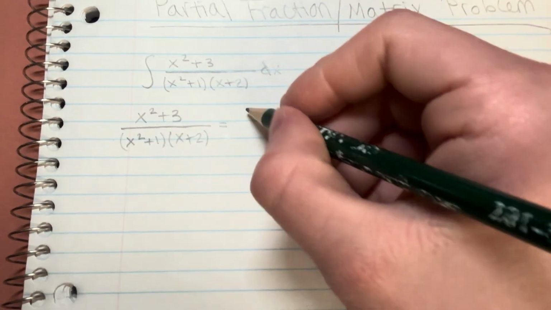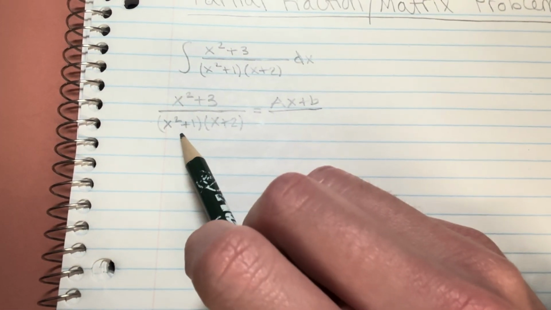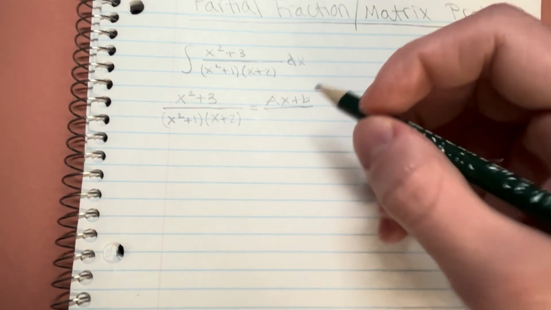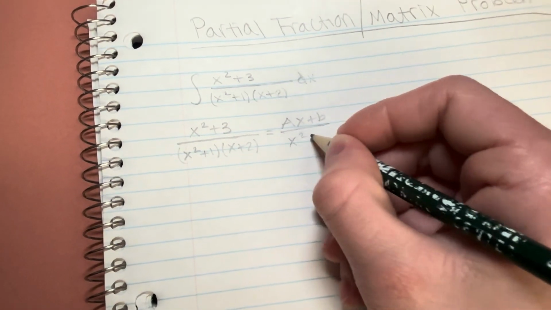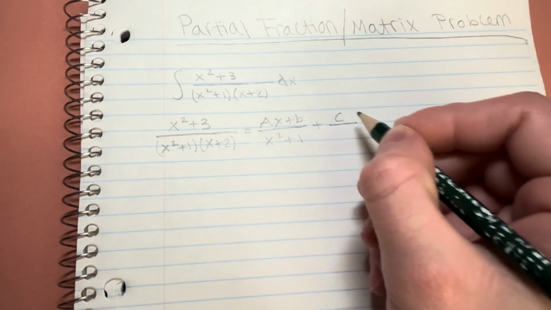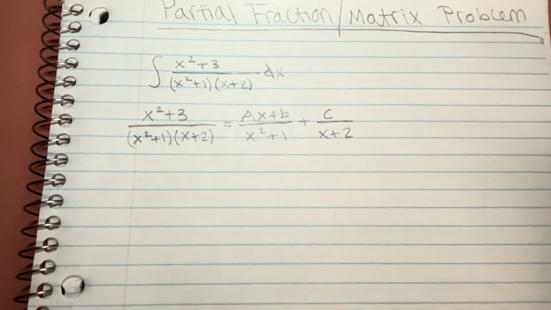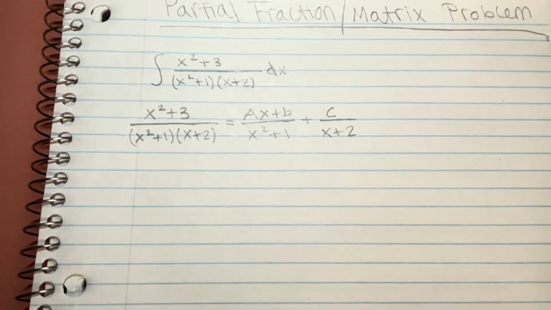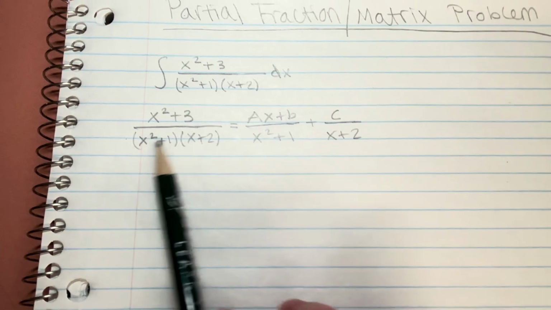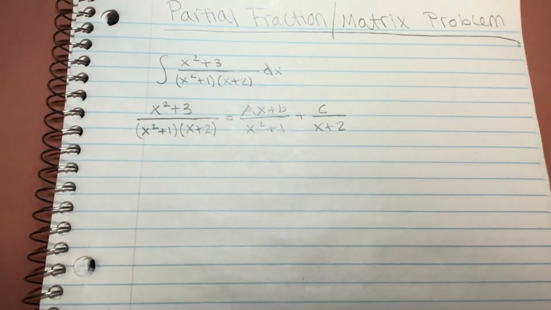So we got this right here. Since we have an irreducible quadratic, we're going to have to write Ax plus B all over x squared plus 1, and then C over x plus 2, like that. And now we're going to want to cross multiply. So this times this, this times this. I'll write that down real quick and I'll be right back.